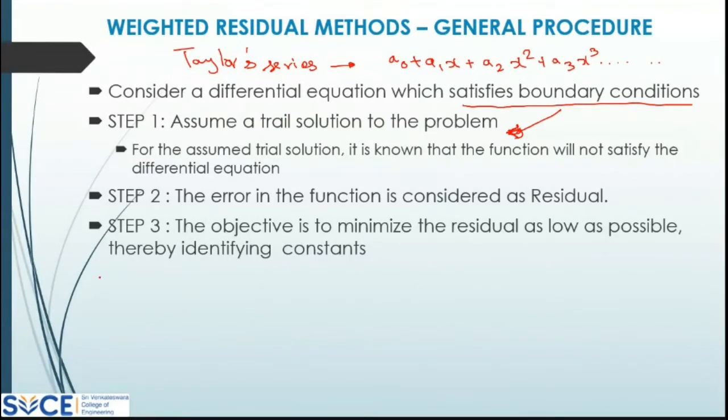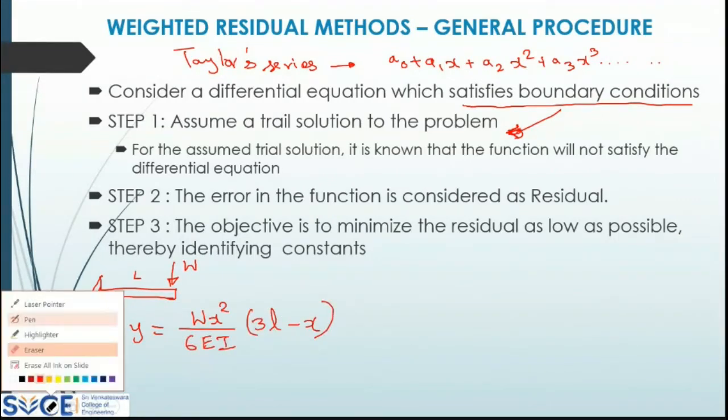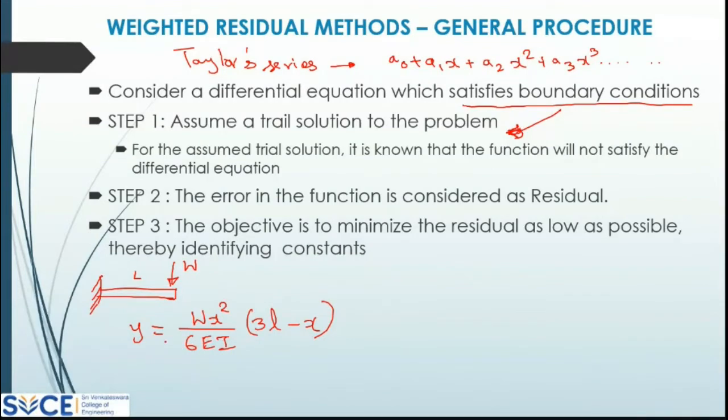Let me consider a cantilever beam which has a point load W at the end. If I consider this beam of length L, you know that you have a deflection equation, which is W x square by 6 EI times (3L minus x). So this is your main equation for any location.